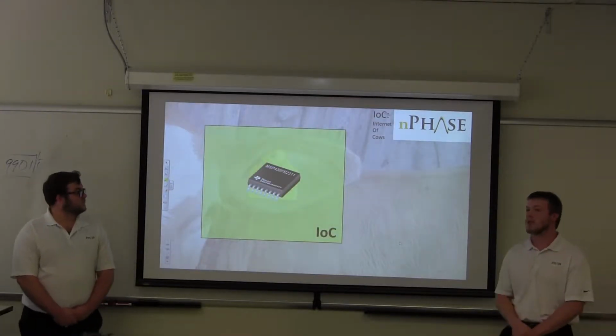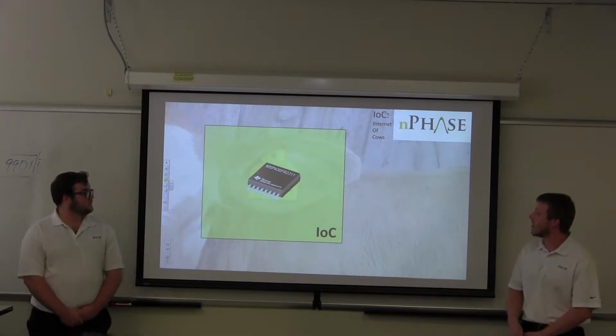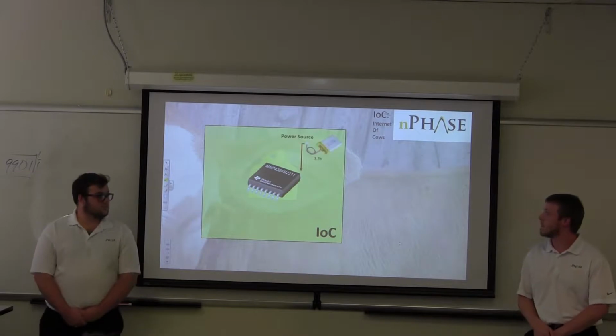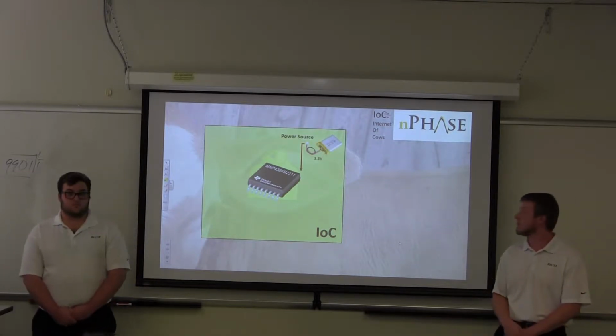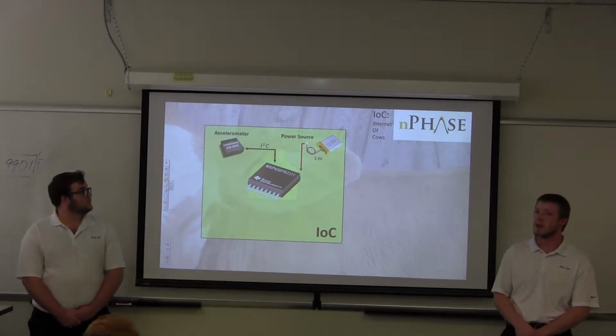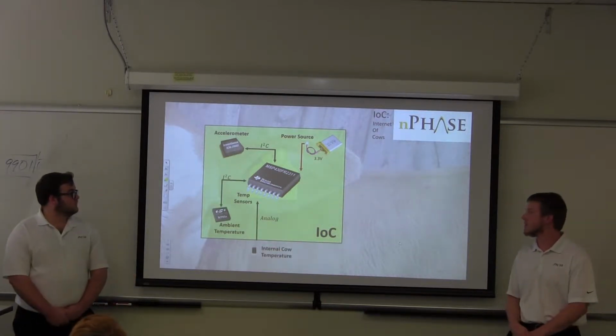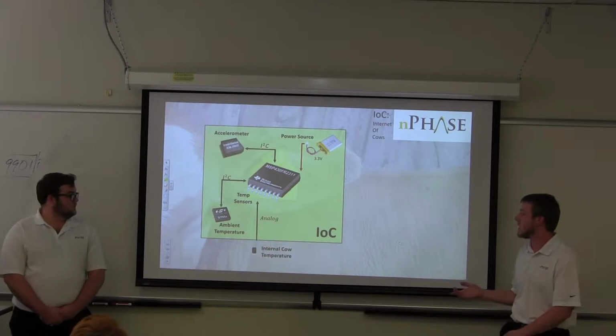So here we have our IOC prototype conceptual block diagram. That's our MSP430FR2311 microcontroller. It will be supplied with 3.3 volts. Our first sensor is an accelerometer communicating via the I2C protocol. Our 2 temperature sensors are the ambient temperature and the internal cow temperature.